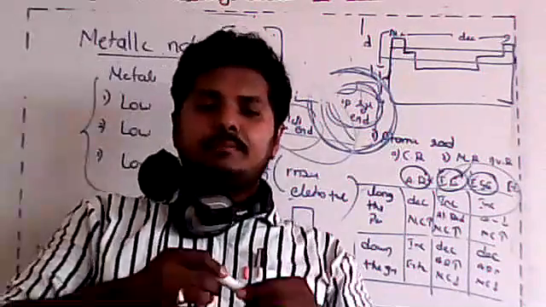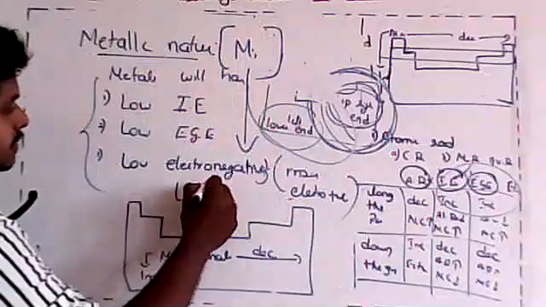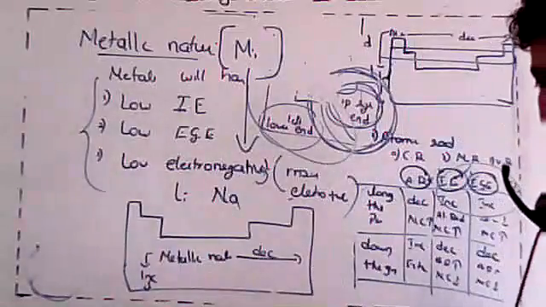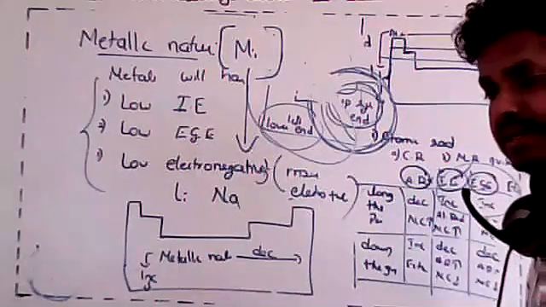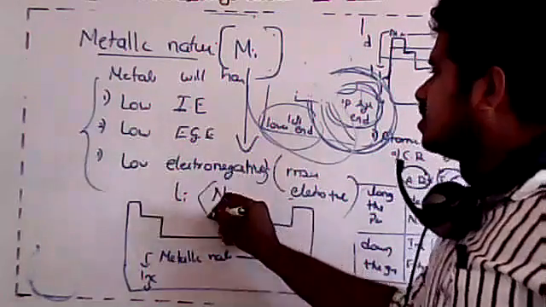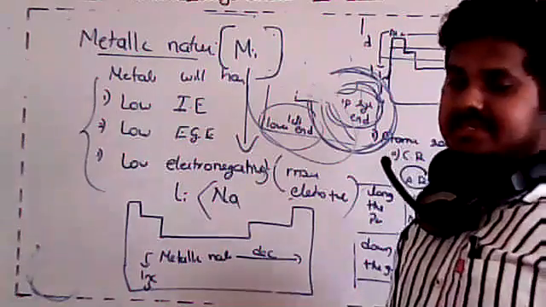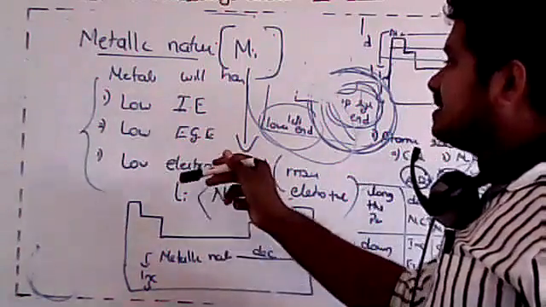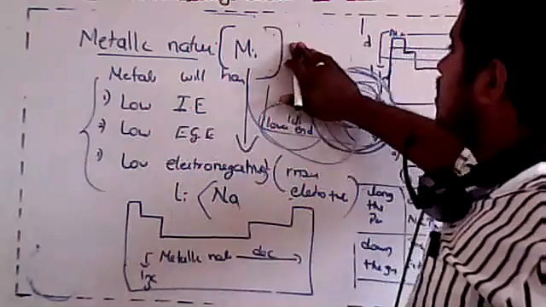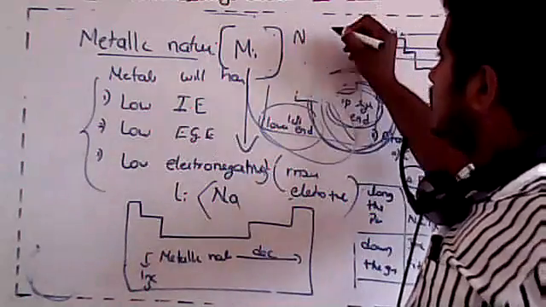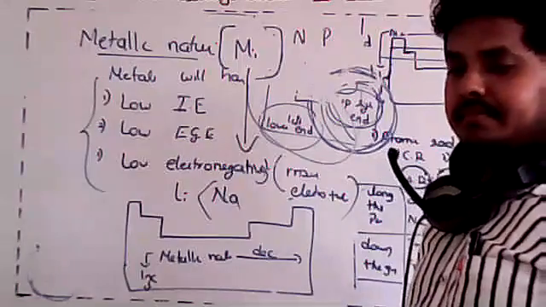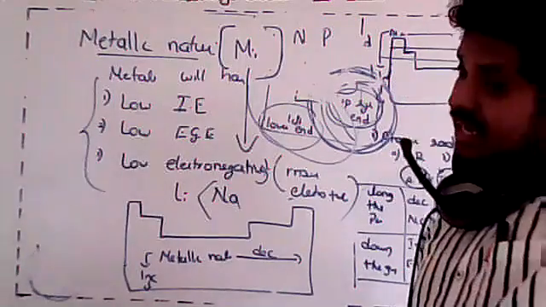Can you tell me, between lithium and sodium, which is more metallic? Yes, Rakshit. Yes, Aditi. Sodium is more metallic, because down the group, metallic nature increases. So lithium is less metallic. Between nitrogen and phosphorus, which is more metallic? It is phosphorus. Very good.